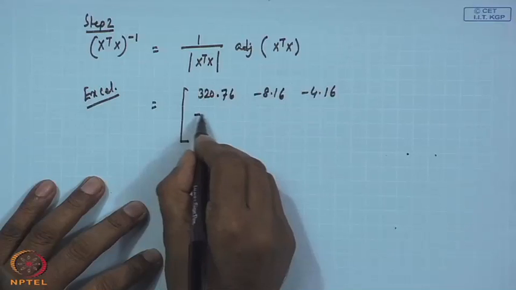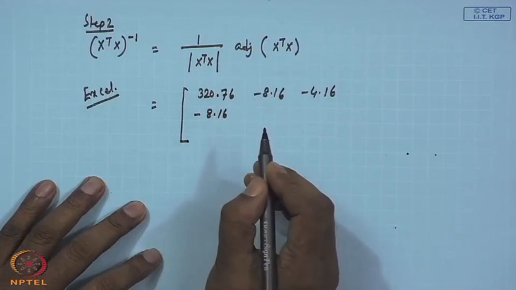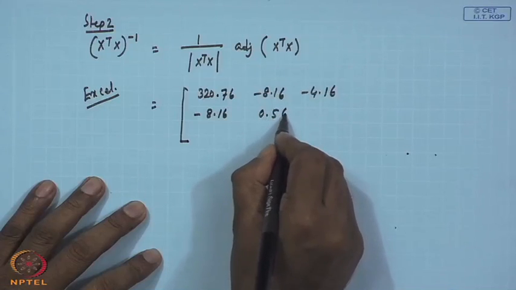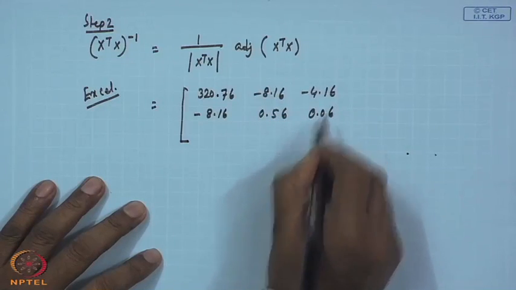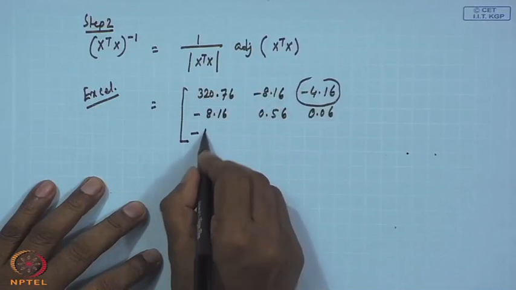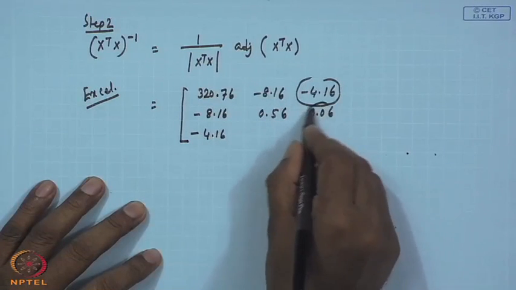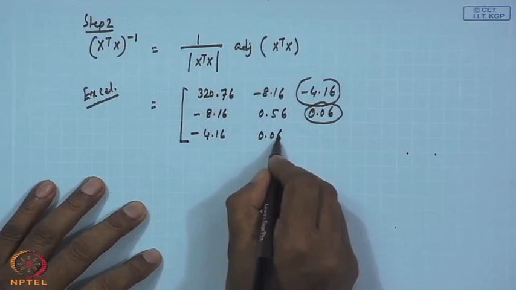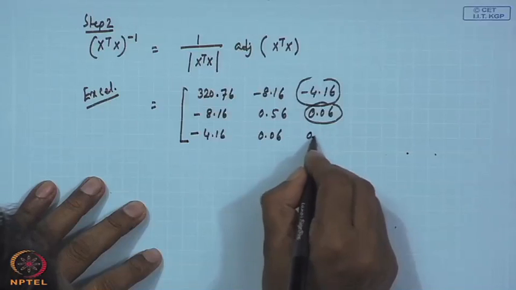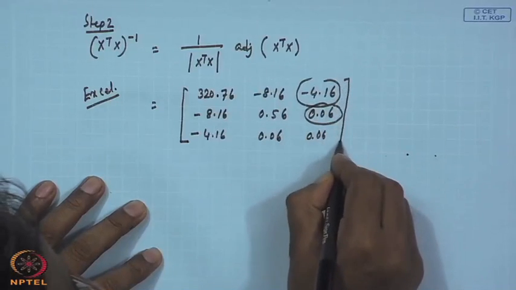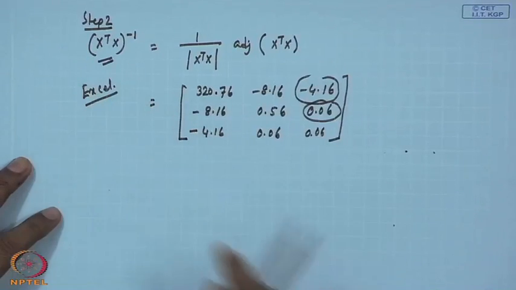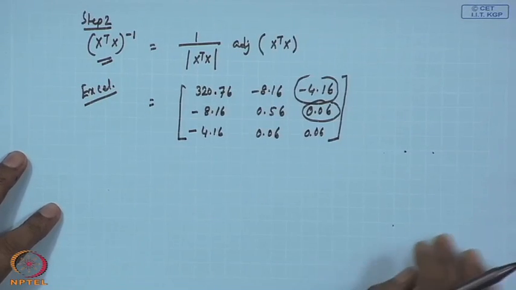As it is a symmetric matrix, this will be minus 8.16. Then this one is 0.56, this one is 0.06. So this value will repeat here: minus 4.16, this value will repeat here, 0.06, then the last term is 0.06 also. This is what X transpose X inverse is.